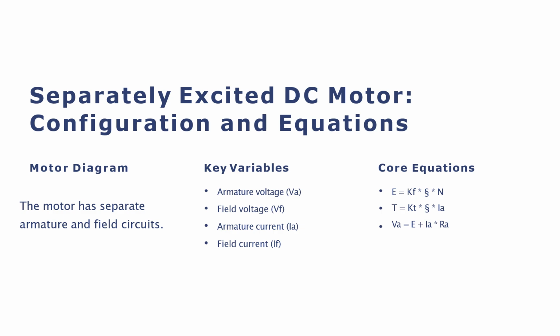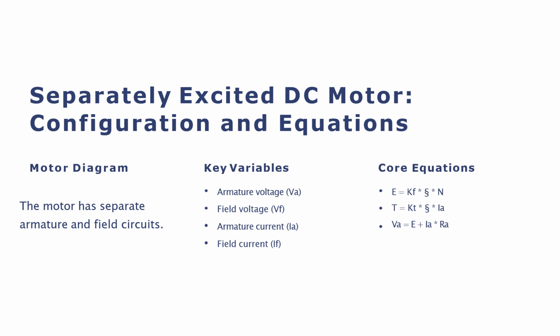Let us begin with the separately excited DC motor. As the name suggests, this motor has separate circuits for the armature and the field winding. This separation allows for independent control of the armature voltage, that is Va, and the field voltage, which is denoted by Vf, which is crucial for achieving precise speed regulation. So the key variables are Va, the armature voltage, Vf, the field voltage, Ia, the armature current, and If, the field current.